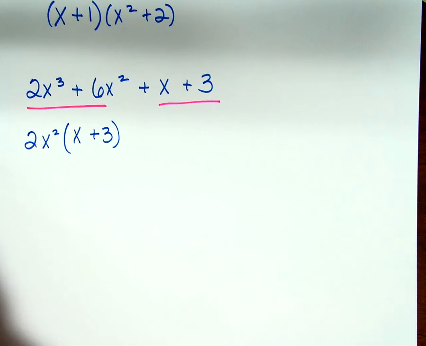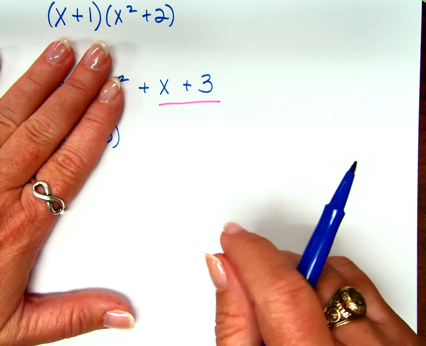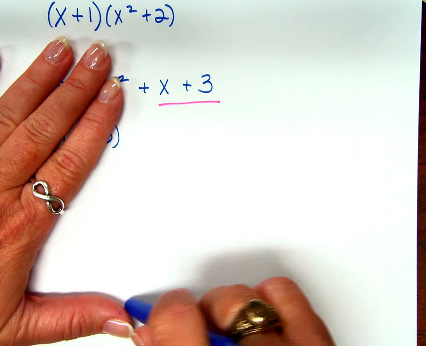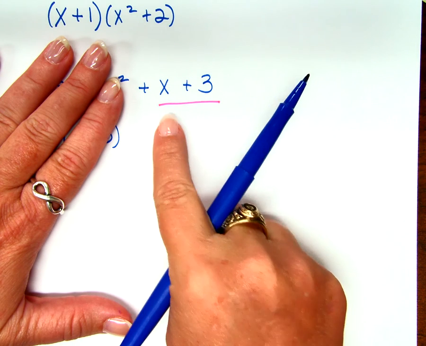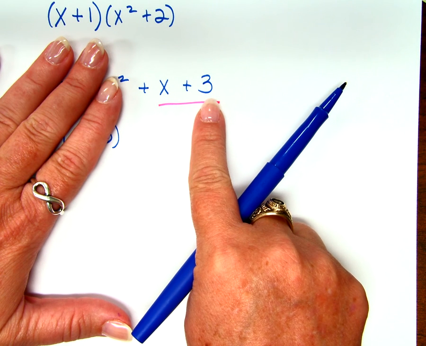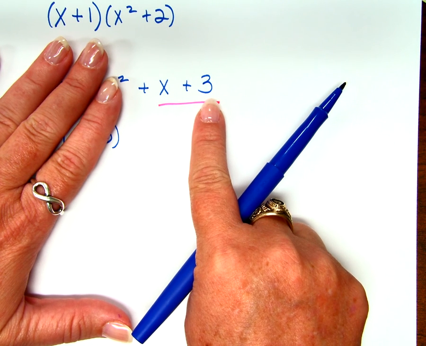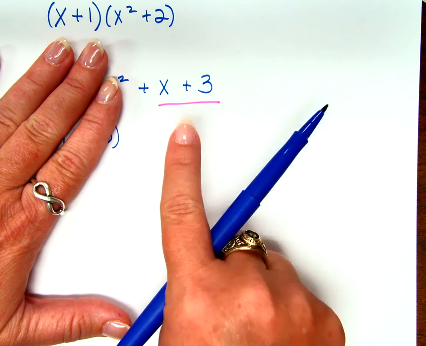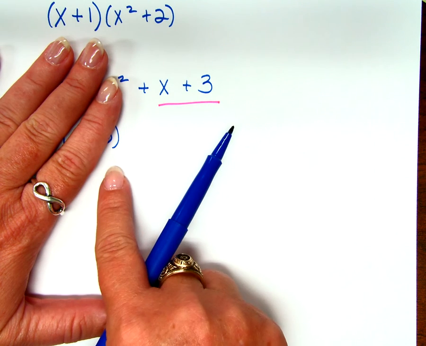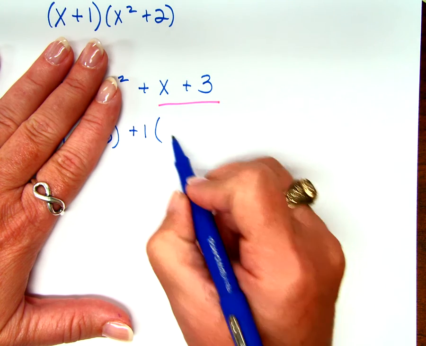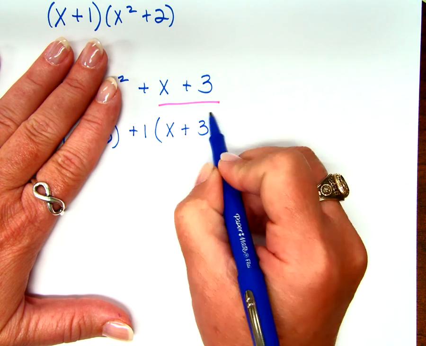Now, we ignore that and look at the last 2 terms. What do the last 2 terms have in common? And is that a trick question? Kinda is, right? Are they both divisible by the same thing? No. So what is the only thing they're both divisible by? 1. And here's the deal about factoring by grouping. I have to factor something out. So if I factor out a 1, what's left? Just x plus 3, right?